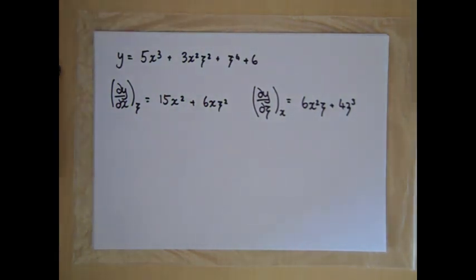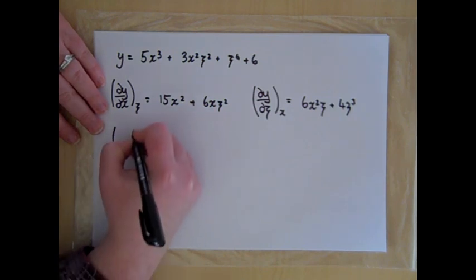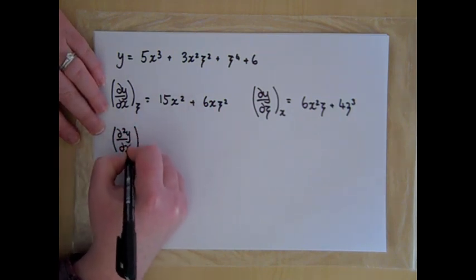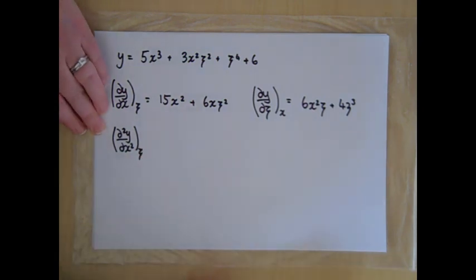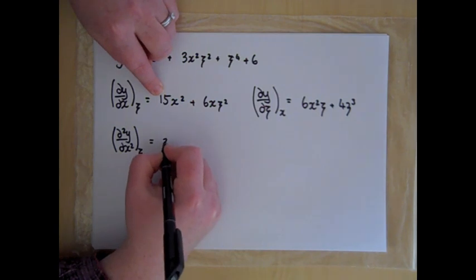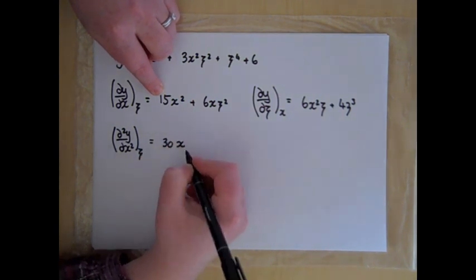So if I work out the double differentials of those in each case, delta 2y divided by delta x squared at constant value of z is equal to 30x.